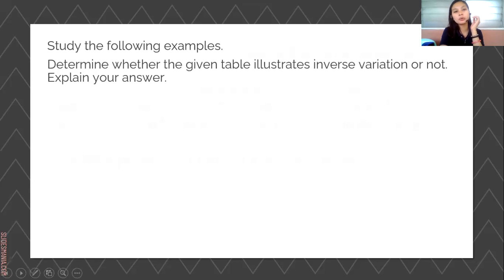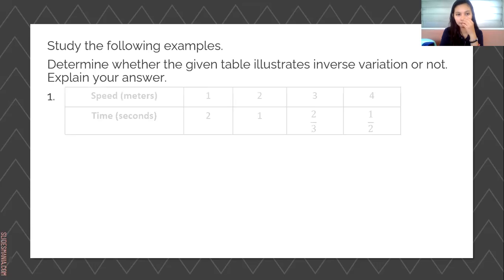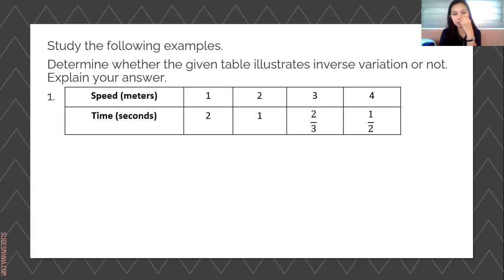So study the following examples. Determine whether the given table illustrates inverse variation or not. Explain your answer po. So meron akong table dito. Ayan. So do you think, does it show inverse variation po ba or not? O try to get their product po. Kunin niyo po yung product nila. Si 1 and 2, 2 and 1, 3 and 2/3, and 4 and 1/2.